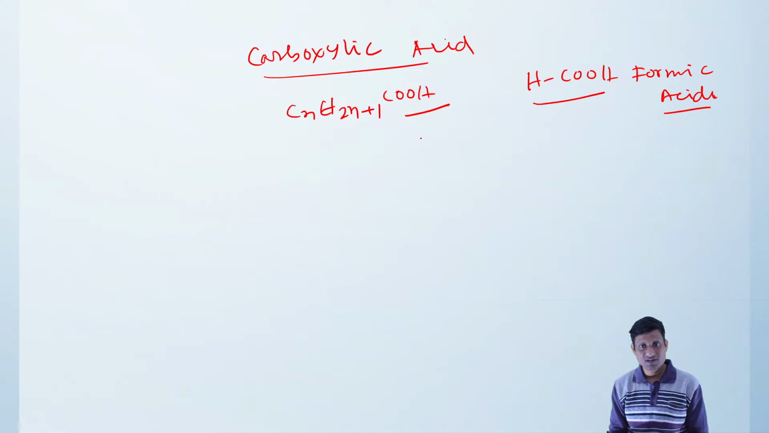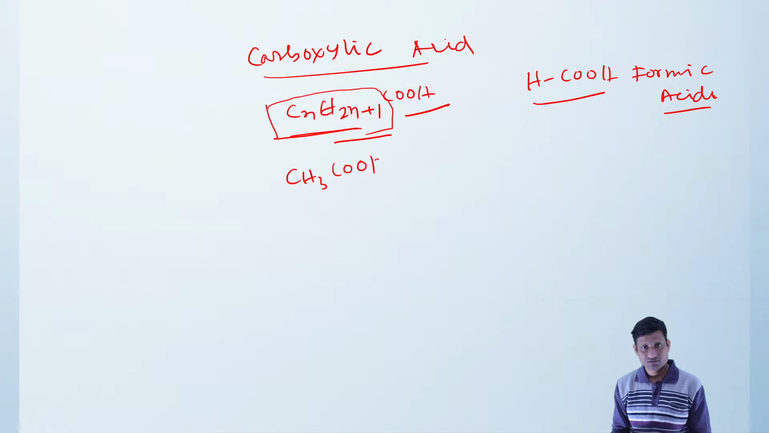And in our syllabus we have the second member of this family. When n equals 1, that will produce our second member, basically CH3COOH. This is called ethanoic acid according to IUPAC, and the common name is acetic acid.